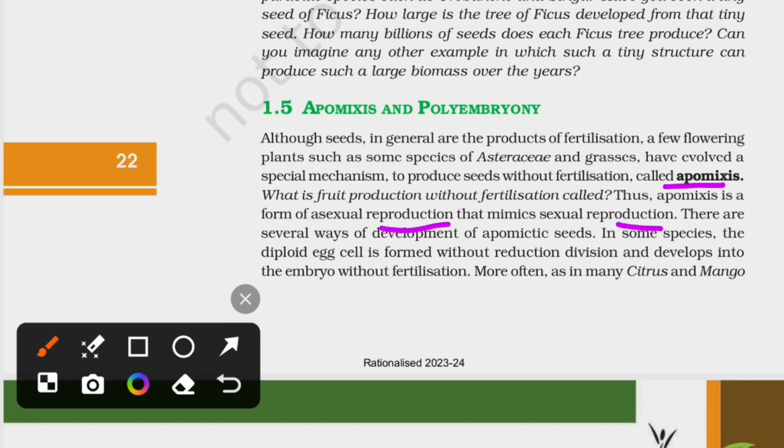There are several ways of development of apomictic seeds. In some species, the diploid egg is formed without reduction division and develops into the embryo without fertilization, as in many citrus and mango.